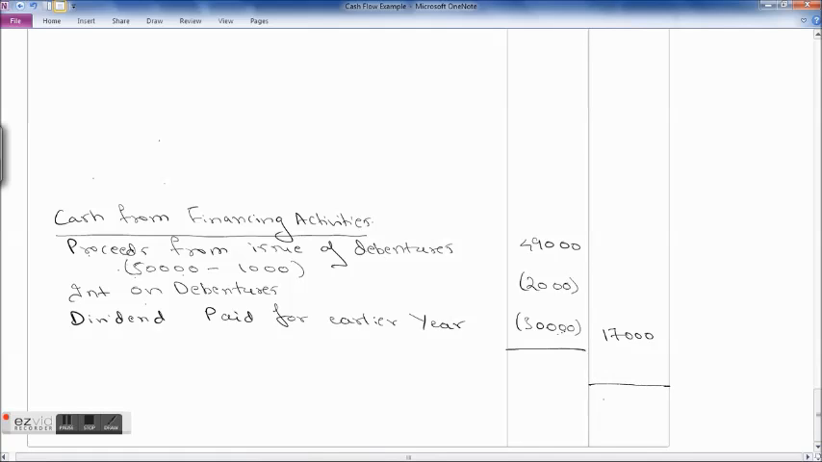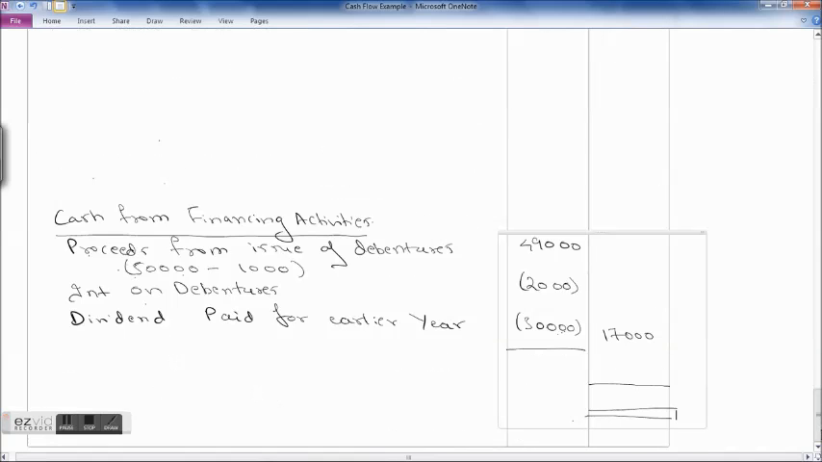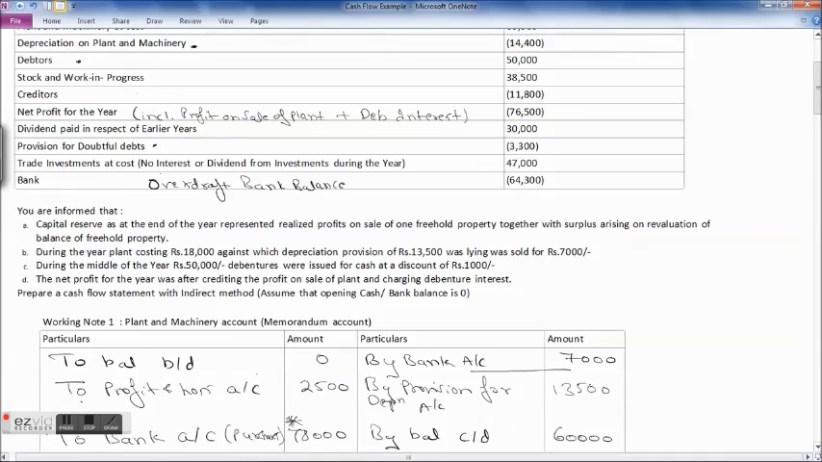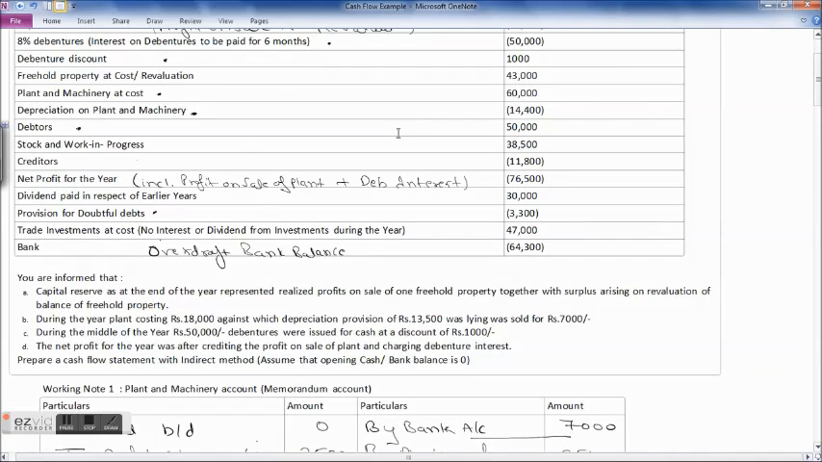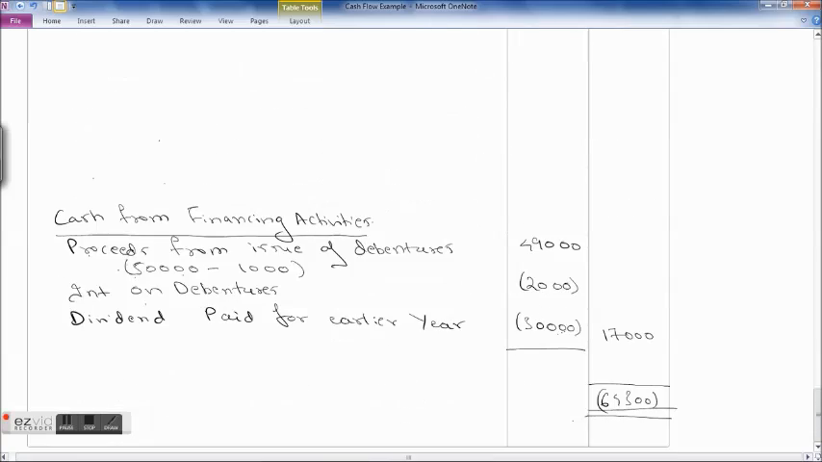Now if you total all this, what you will be getting is 111,800 negative plus 3,500 plus 17,000. You will be getting 64,300 negative. Now the 64,300 negative is your overdraft bank balance. It should match here with your overdraft bank balance of 64,300. Once it matches, your cash flow statement is correct. This is one way of cross checking.